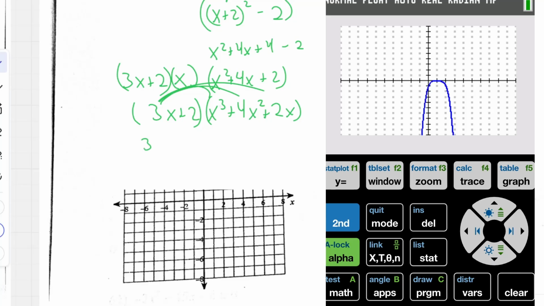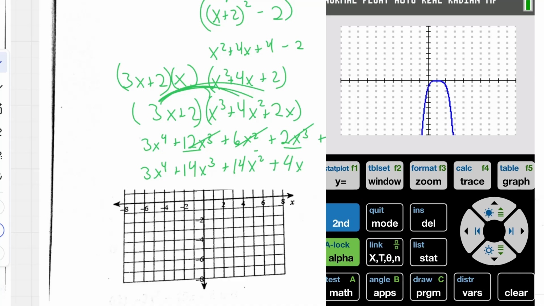Let's see. 3x to the 3rd, 3x to the 4th, plus 12x to the 3rd, plus 6x squared, plus 2x to the 3rd, plus 8x squared, plus 4x. Look for some like terms. These guys, plus 14. Those guys. All right, hopefully that's right. Little likes.